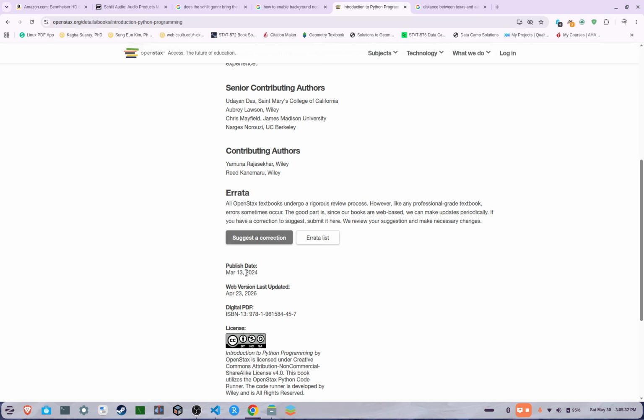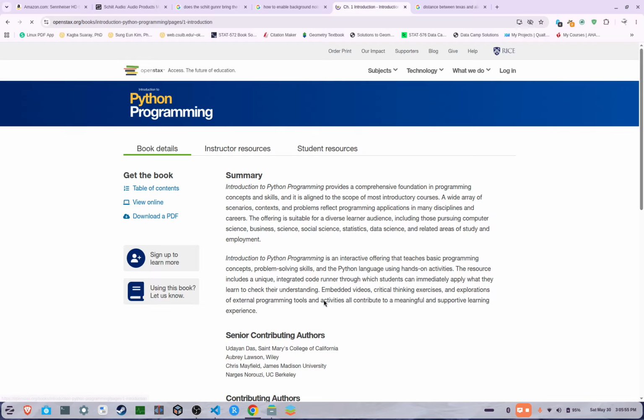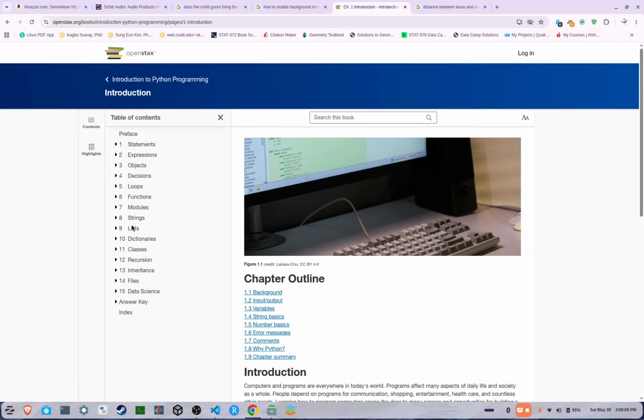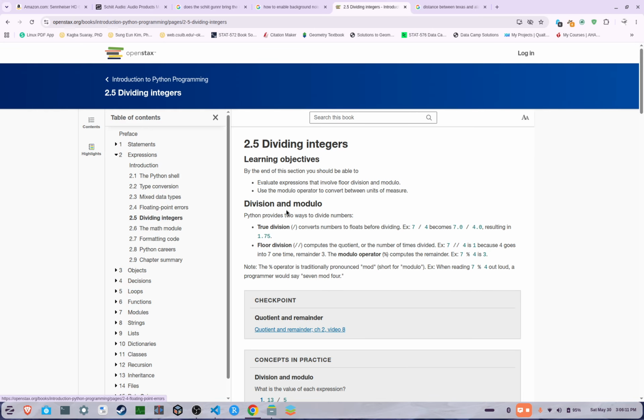It was published in 2024, and the last update online was April 23rd of this year. It does have an ISBN, so it is a legitimate book that you can buy a physical copy of if you prefer. You could download a PDF if you don't have a stable internet connection, or you could just view it online like I did right now. Click it, go to book. The whole textbook is available here. It was chapter 2, dividing integers. Here we go.